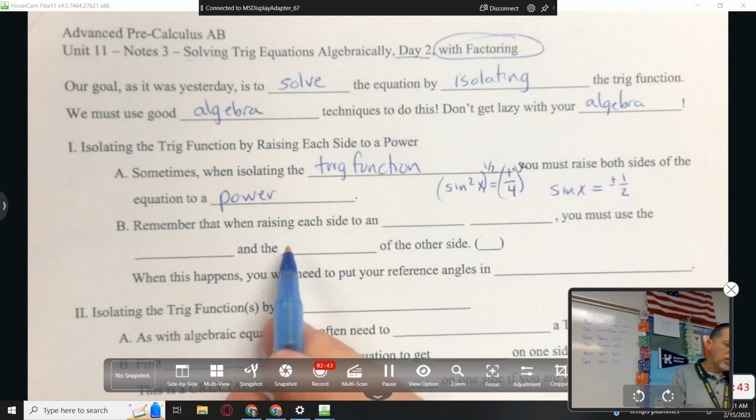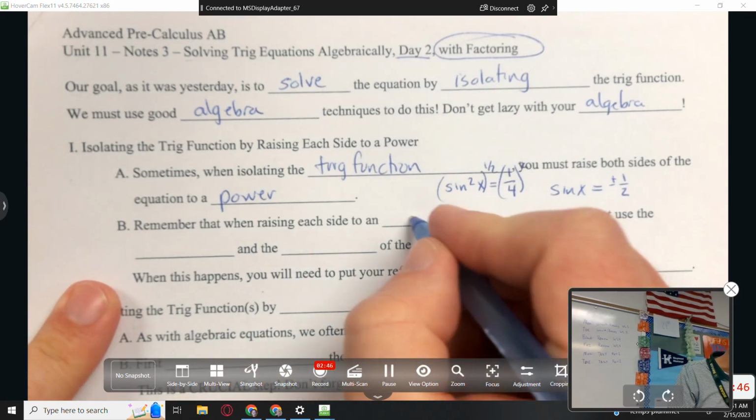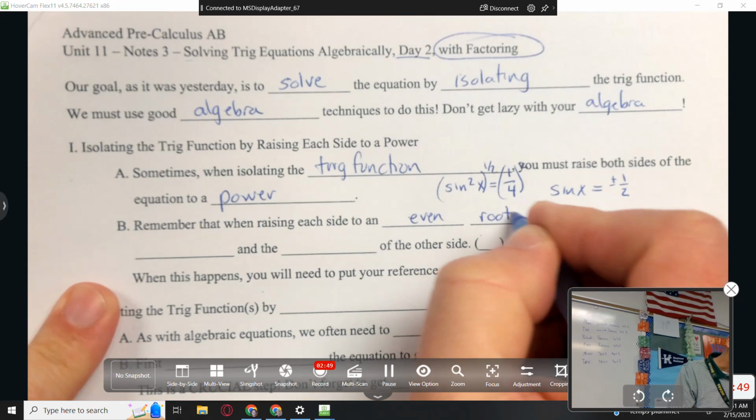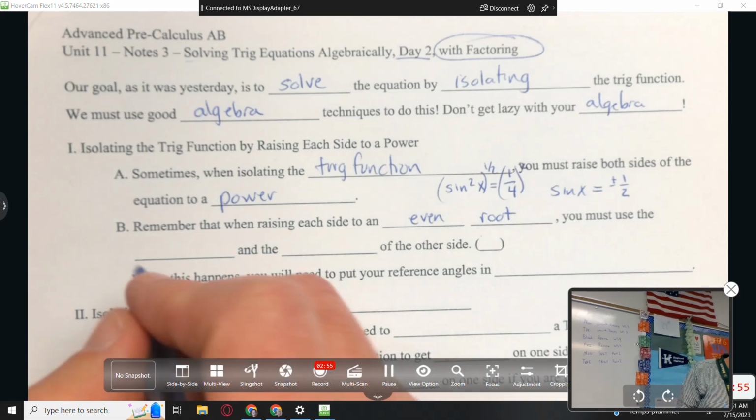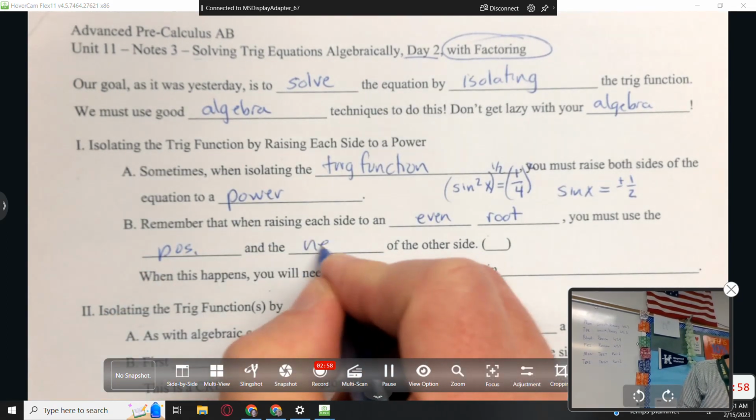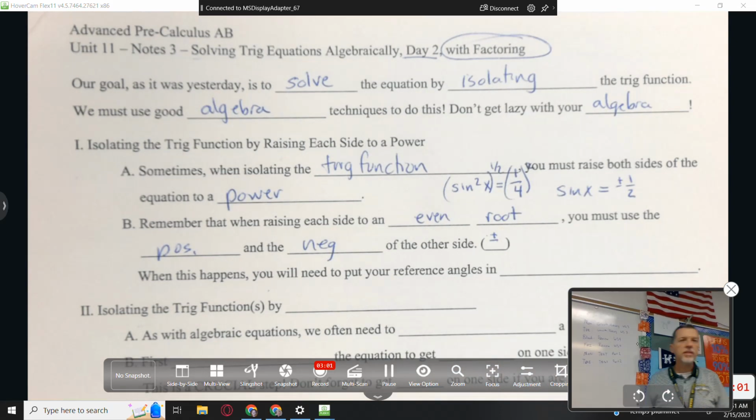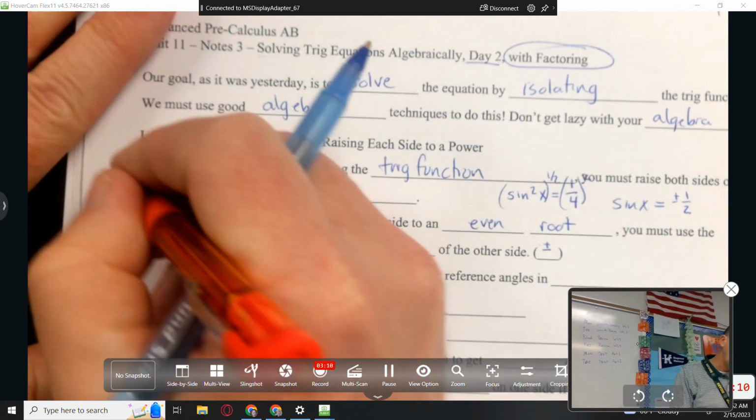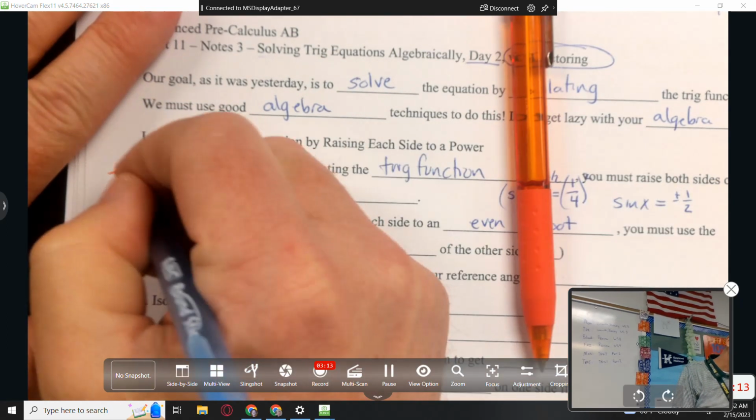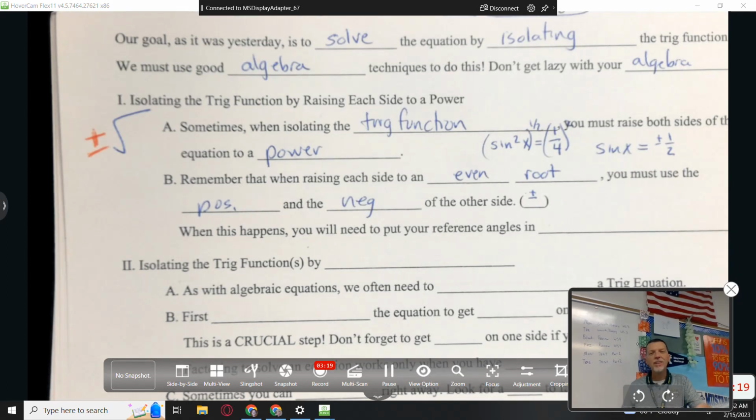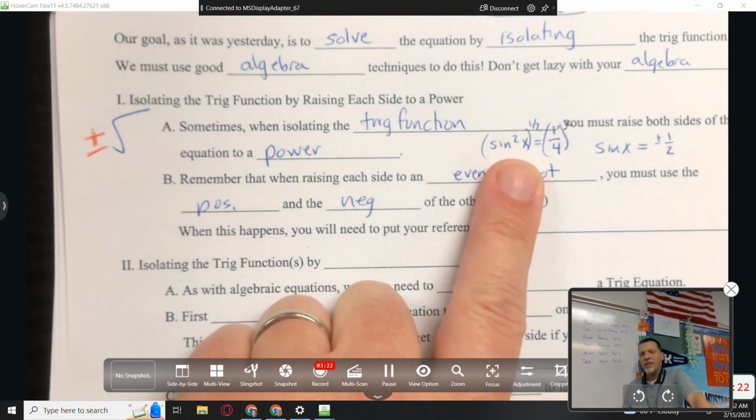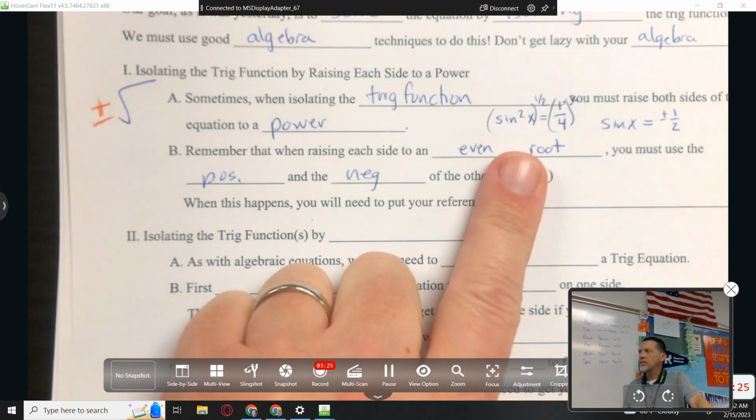And that's what statement B is about. When raising each side to an even root, mostly talking about a square root there, you must use the positive and the negative of the other side, the plus or minus. So Roman numeral 1 in summary is, don't forget the plus or minus when you square root both sides. You know that, but if you haven't used it in a while, and especially if you're using it in a new situation with sines and cosines, maybe it gets messed up or forgotten.